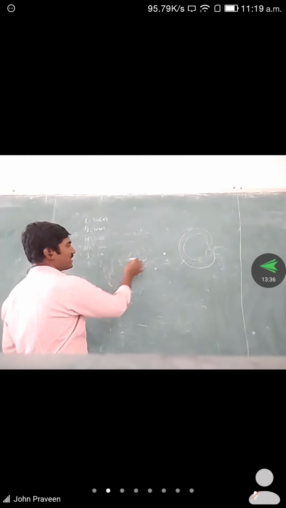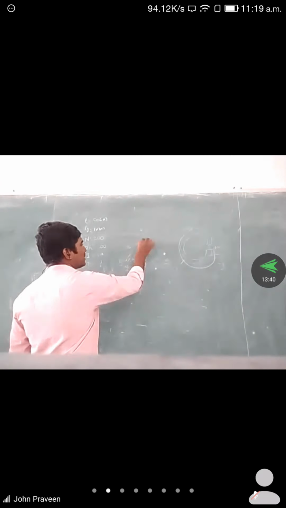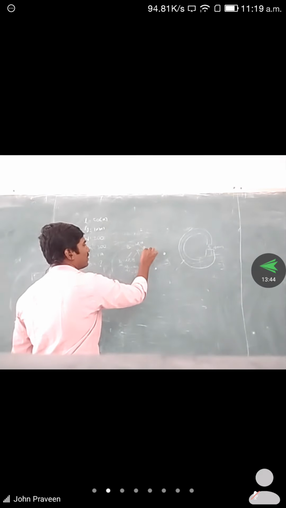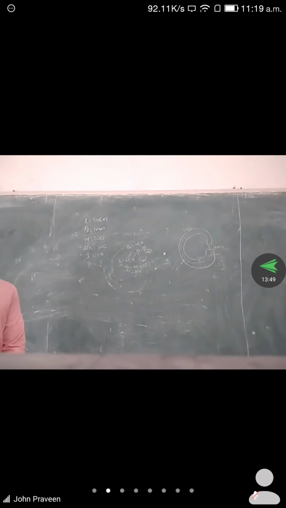So we are just modifying the formula. B is equal to mu into H. So that implies H is equal to B by mu. So that is the formula we are using. We don't know the B value. At the same time we have the mu naught value. So what is the mu naught value here? 4 pi into 10 to the power of minus 7.